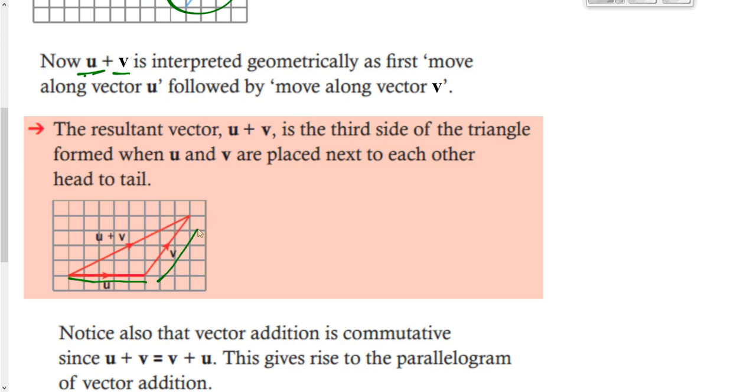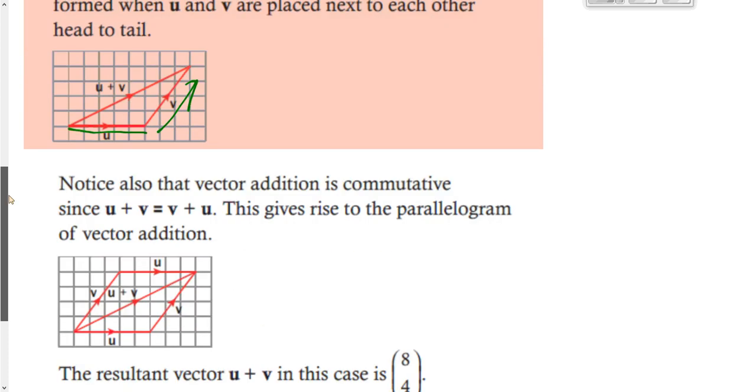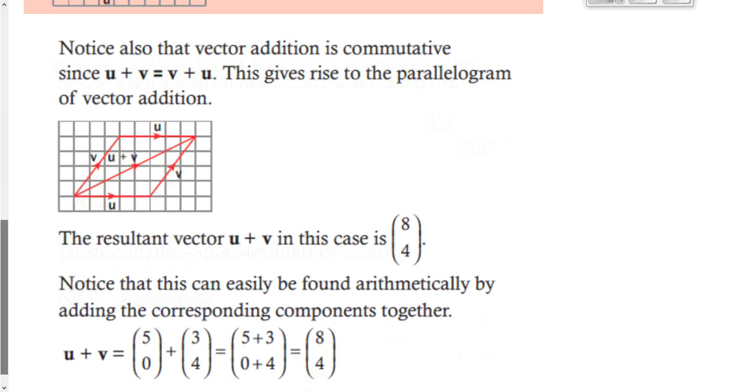So what we're actually doing is going head to tail. When we're adding vectors, we're going head to tail. So the head of u is attached to the tail of v. We start at the bottom of u, we go across, and we go up through v. That's what we're doing.